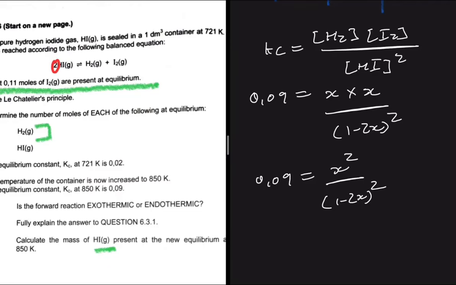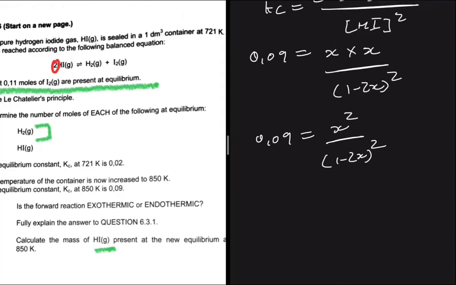Let's take the square root on both sides so that I can show you what I'm talking about. So we can take the square root of 0.09, and on the right hand side we can take the square root of this entire thing. What is the square root of 0.09? That is 0.3. So we have 0.3 equals the square root of x squared, that is x, and then in the denominator we're just going to have 1 minus 2x.